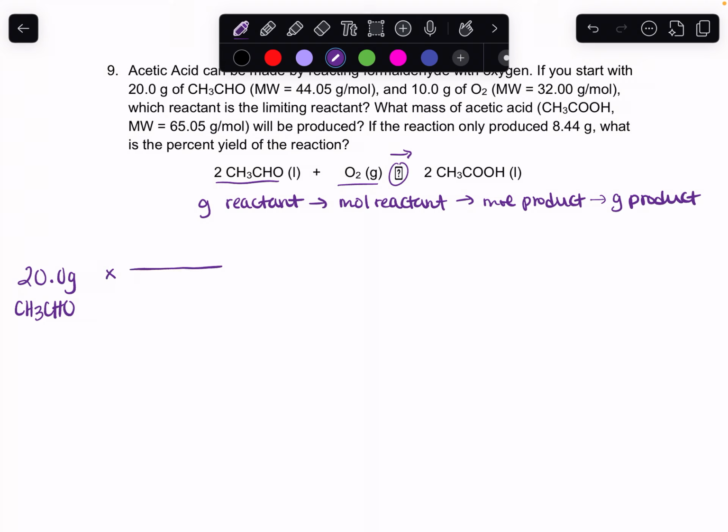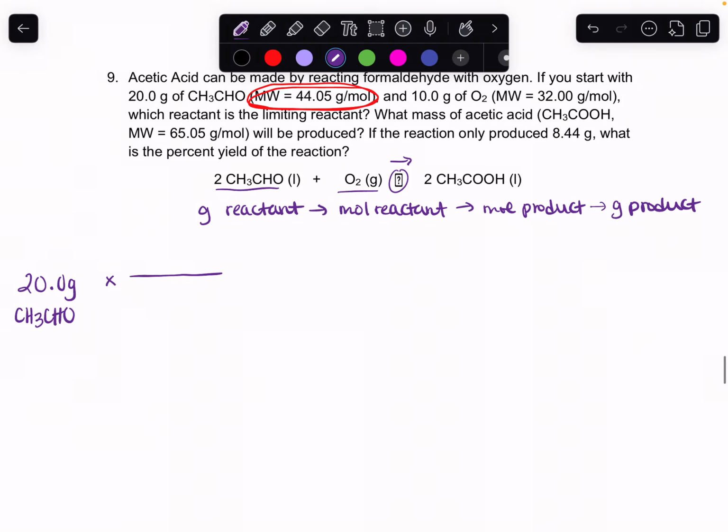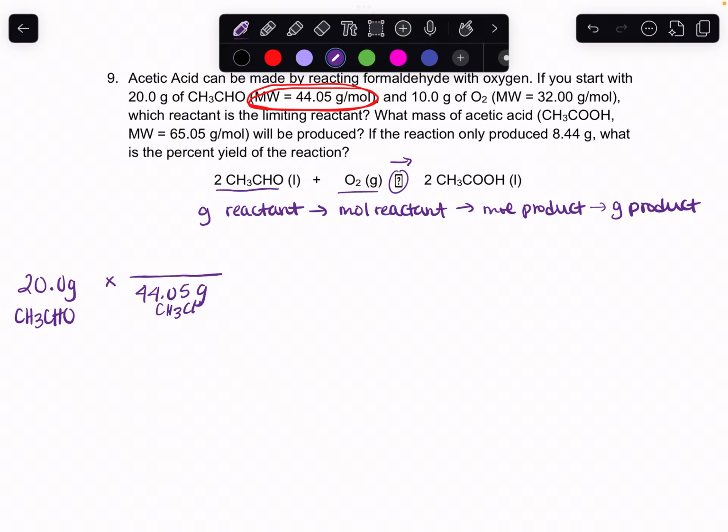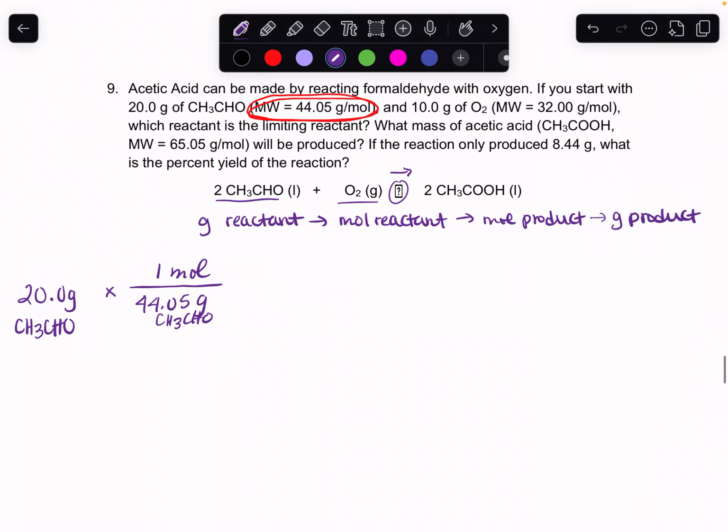And I need to turn this into moles. So I know that to cancel units, I've got to have grams on the bottom, but what am I even using here? Right up here, guys, right up here. The molar mass, okay? So 44.05 grams of CH3CHO goes on the bottom. And I just have 1 mole on top, okay? That'll be the first conversion, and that will give us our number of moles. I'm going to keep going with this, and we're just going to cancel units along the way.